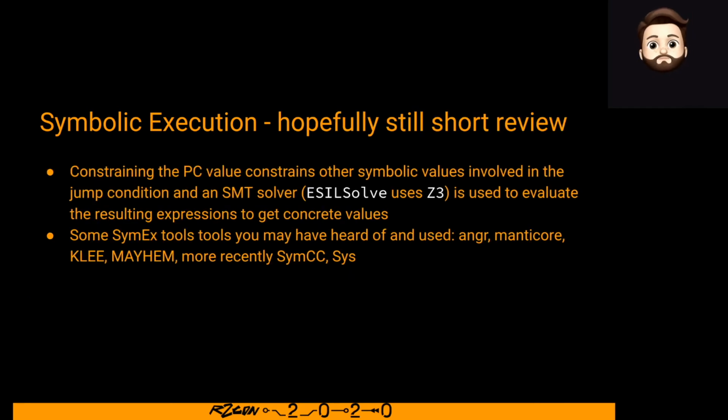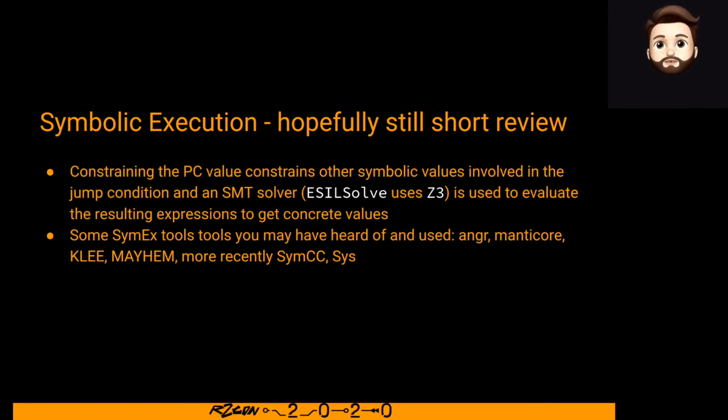So constraining this PC value constrains the other symbolic values involved in the jump condition. And as the SMT solver, we use Z3. It's a very common, widely used SMT solver. It is used to evaluate the expression and get concrete values.